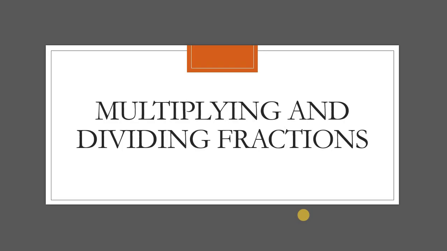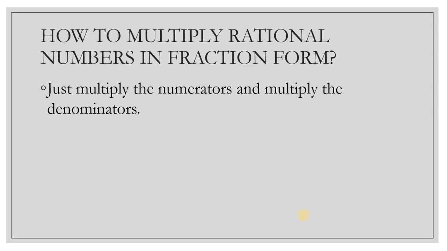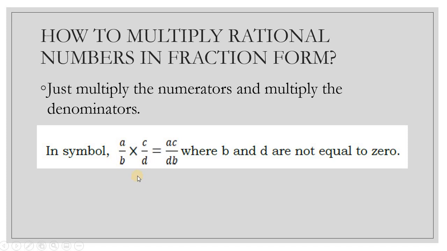So, let's proceed to the multiplying and dividing fraction. So, ito madali lang din siya. So, tandaan lang yung steps, paano siya gawin. So, how to multiply rational numbers in fraction form? Just multiply the numerators and multiply the denominators. And of course, reduce the answer to lowest term. Palagi. Okay? So, in symbol, A over B times C over D is equal to A times C over B times D. Okay? So, ganun lang siya.